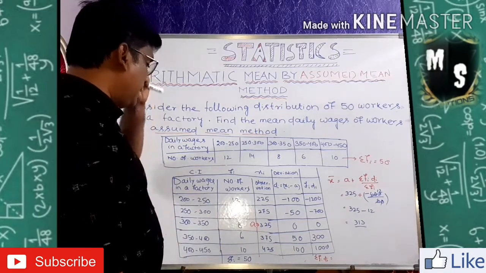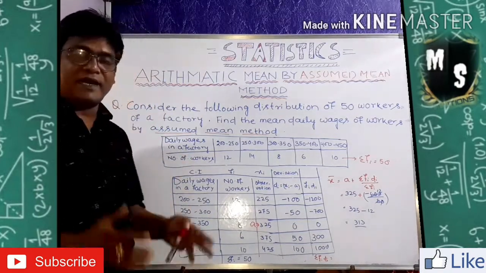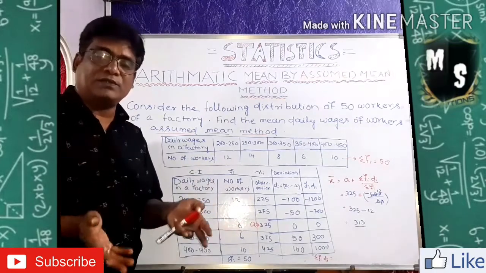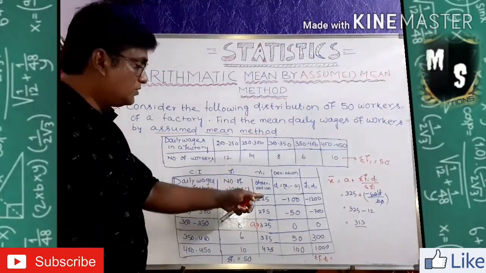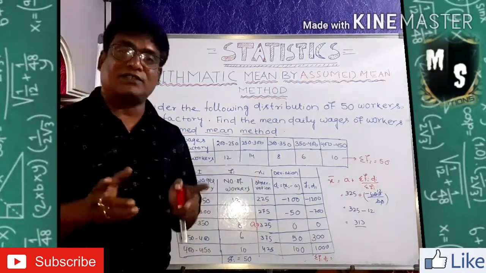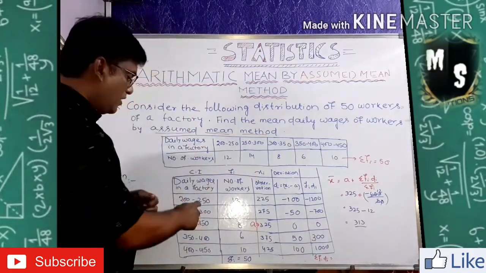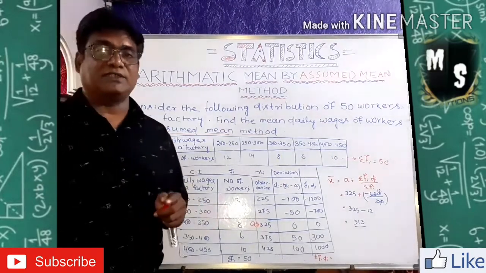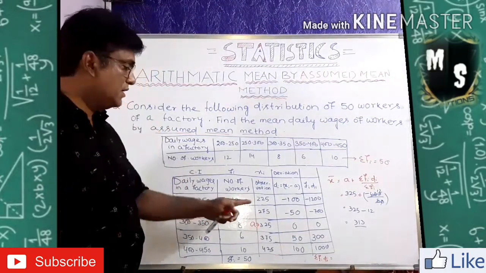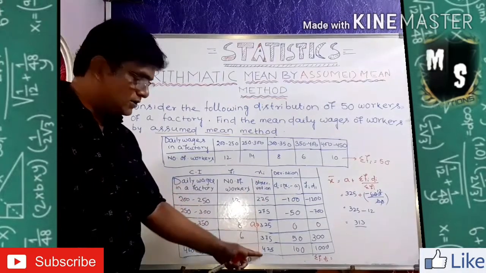Since this is grouped data, I have no observation column, so I have to find it. From this CI column, how will I go to the observation column? I told you xi is the middle value of what? The lower boundary plus the upper boundary. So 200 plus 250, how much is it? 450 by 2. How much? 225. So this is my observation column.